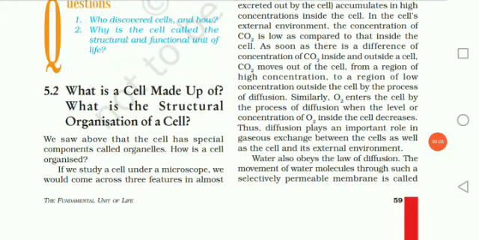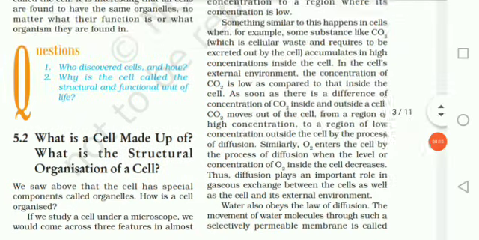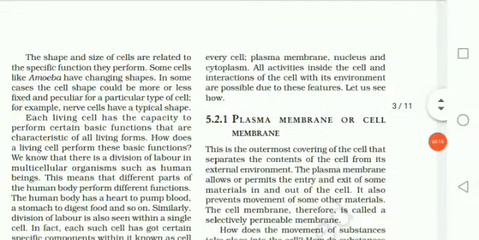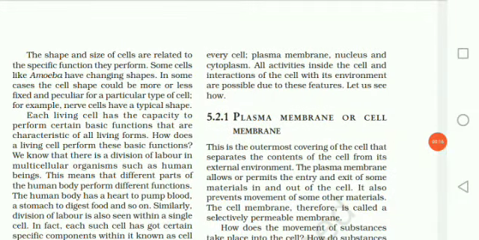So what is the cell made up of, and what is the structural organization of a cell? If we are studying the cell under a microscope, we will find various organelles of a cell, like the plasma membrane, nucleus, and cytoplasm. When we saw the plant cell, we saw this.